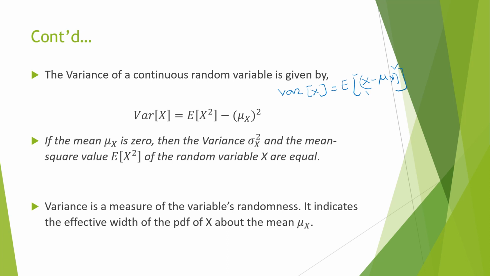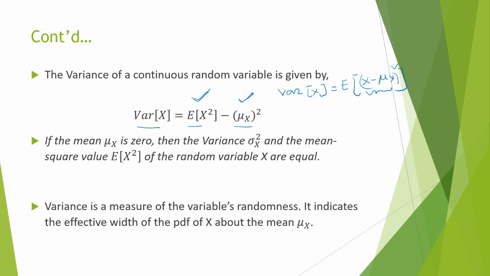So this is (a - b) whole square. If you expand it, you get x square plus mu_x square minus 2x mu_x. And if you simplify it, we get variance of x is equal to E[x square] minus mu_x square. So variance x can alternatively be found as the difference of the mean square value minus the square of the mean.